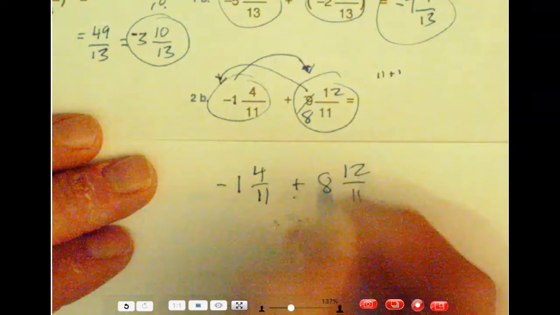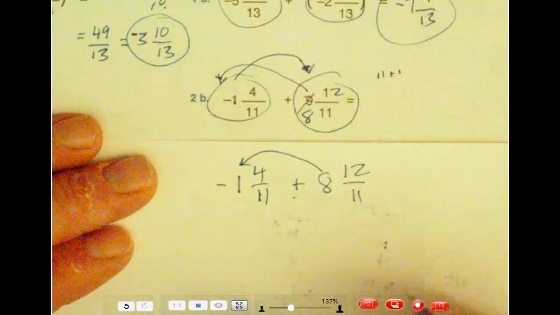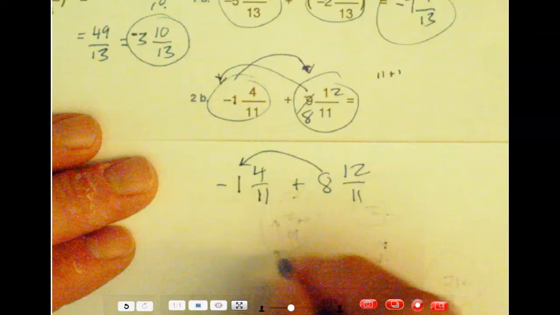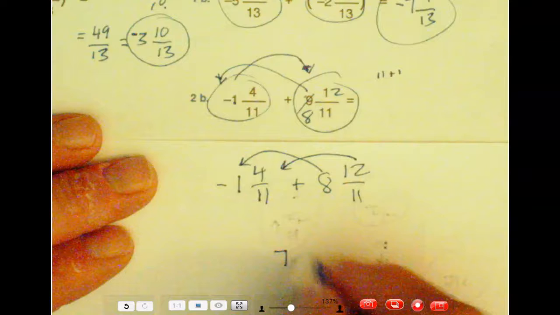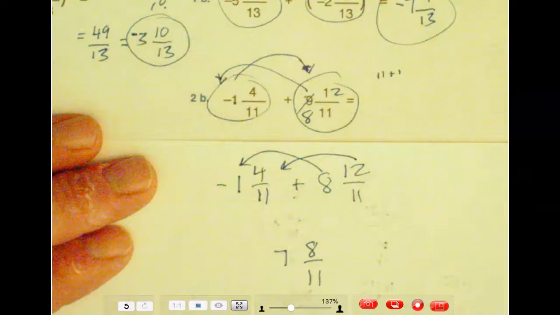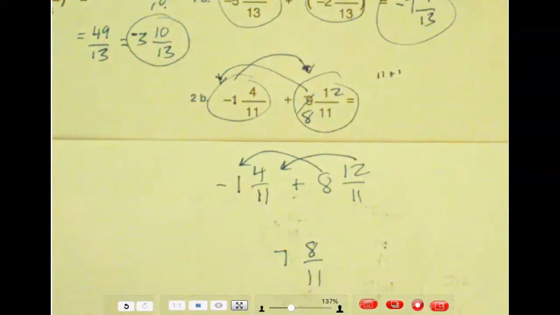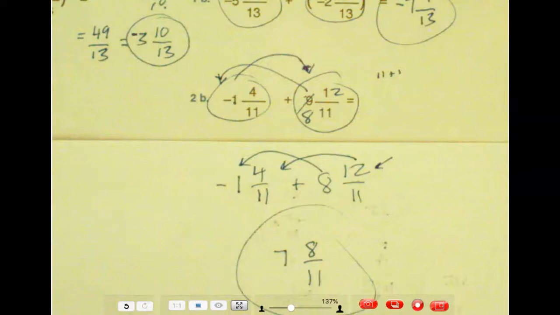Now I can subtract. 8 minus 1 is 7. 12 minus 4 is 8/11. You'll notice we got the exact same answer. Yes, it's positive because this has the greater absolute value. So think about that. You have to use one of those two strategies.